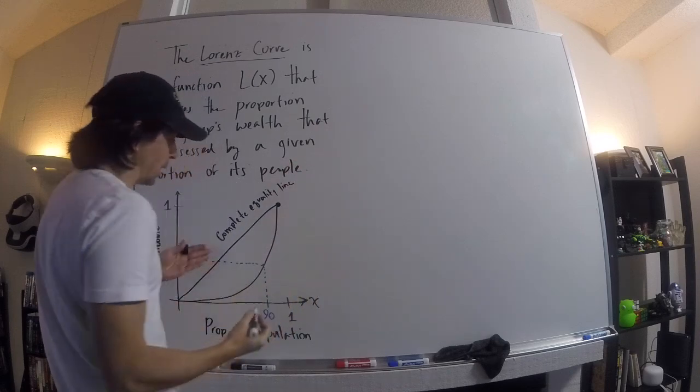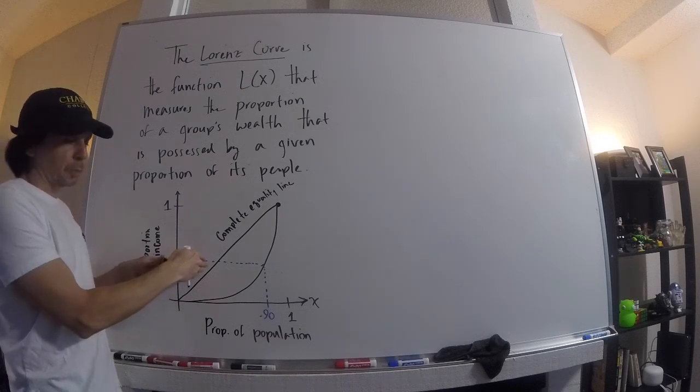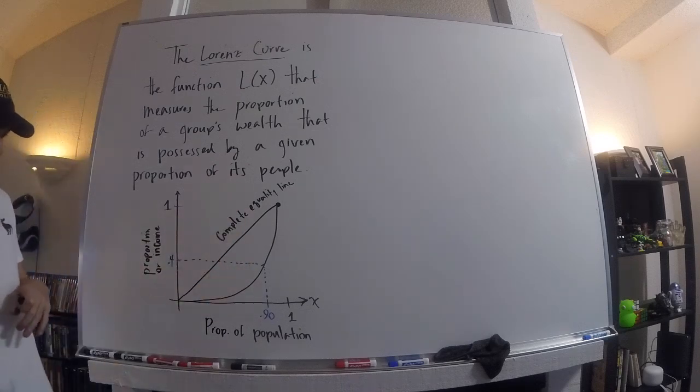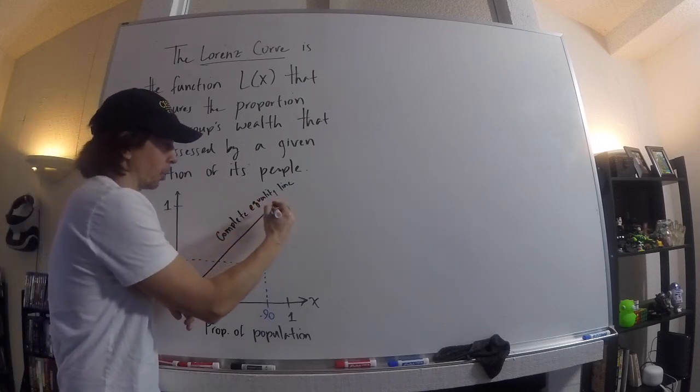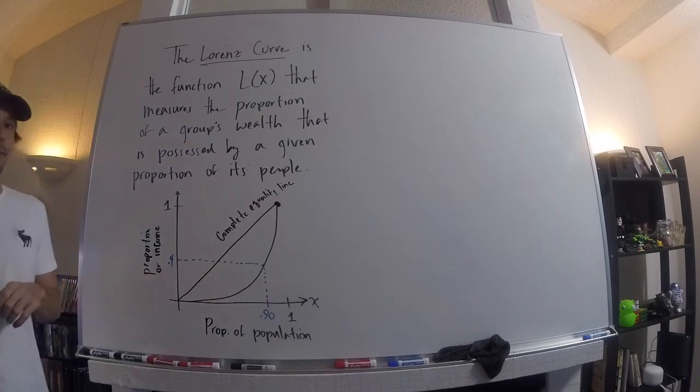Which, by the way, is y is equal to x. So that's the idea. If you're on this line, then the bottom 30% control 30%, the bottom 50% control 50%, and it's considered total equality, which some people consider ideal. And the further away you are from that line of complete equality, the worse income inequality you have.